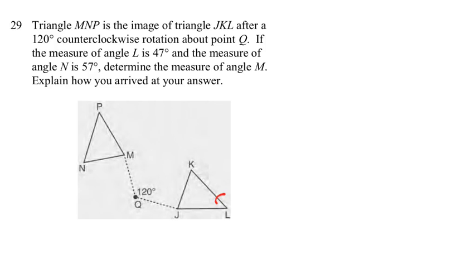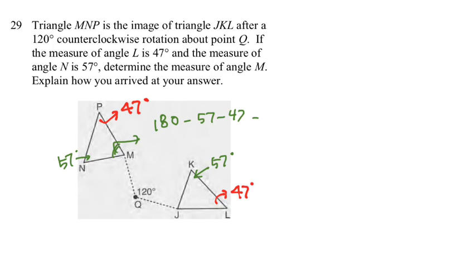We have 2 triangles that have been rotated about 120 degrees. Now, angle L is 47. That means the corresponding angle from the other triangle must be 47 as well, which is our angle P. Likewise, angle N is 57. Then their corresponding angle, which is angle K, would be 57 as well. Now we want to figure out angle M. All we have to do is 180 minus the other 2 angles, which is 76 degrees. All right.